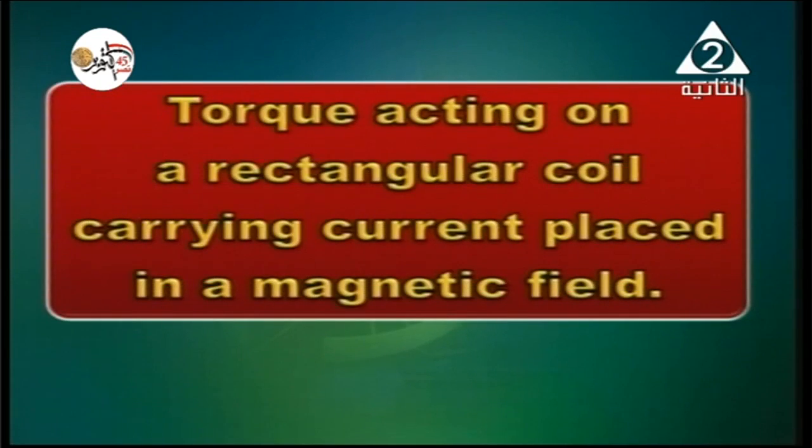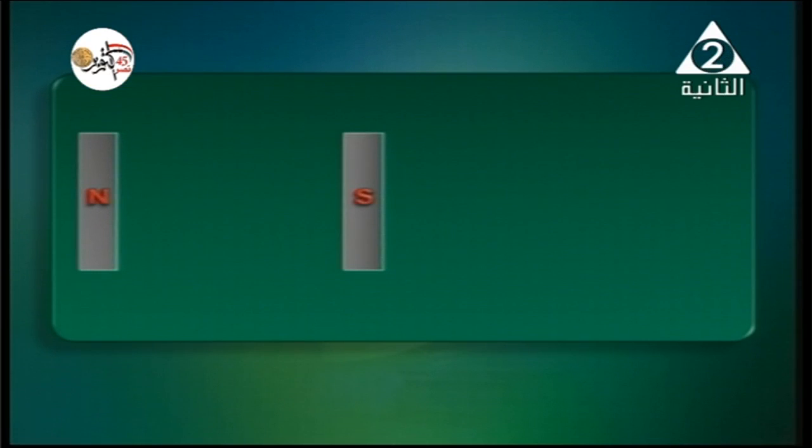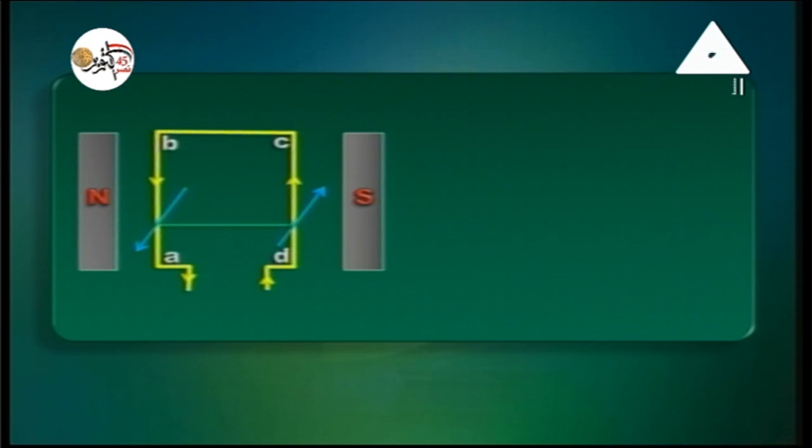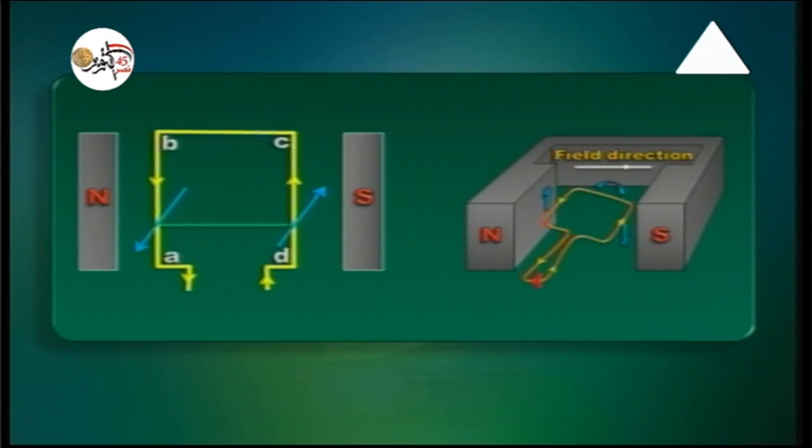And now talking about the magnetic torque acting on a rectangular coil, a coil that carries a current and is placed in a magnetic field. It will experience a torque. In front of you we've got a magnetic field produced by a permanent magnet and a rectangular coil. When a current is passed through the coil, it starts rotation.